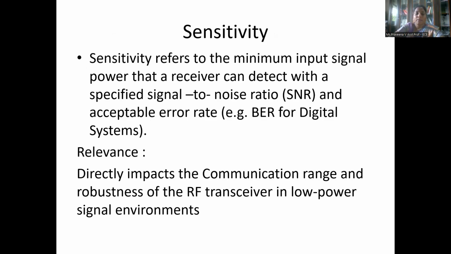So next is sensitivity. These are the factors we have to consider while designing an RF system. Sensitivity is the minimum input signal power that a receiver can detect while maintaining a specific SNR and an acceptable error rate, such as BER, the bit error rate. In a digital system, it directly affects the communication range and reliability of an RF receiver, especially when receiving a weak signal in a low power environment.